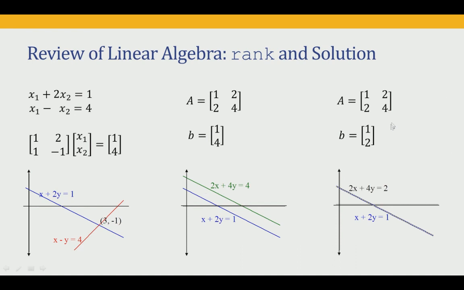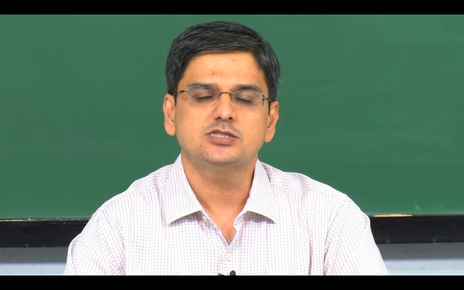And now, in this case, if the second equation was nothing but double of the first equation, so 2x1 plus 4 times x2 equal to 2, which is nothing but double of this first equation, we are going to have these 2 lines lying on top of each other, and we are going to have infinite number of solutions. So, the question is, when do we get single solution, when do we get infinite number of solutions, and when do we get 0 solution? Okay. And the answer to that is from finding out the rank of the matrix.